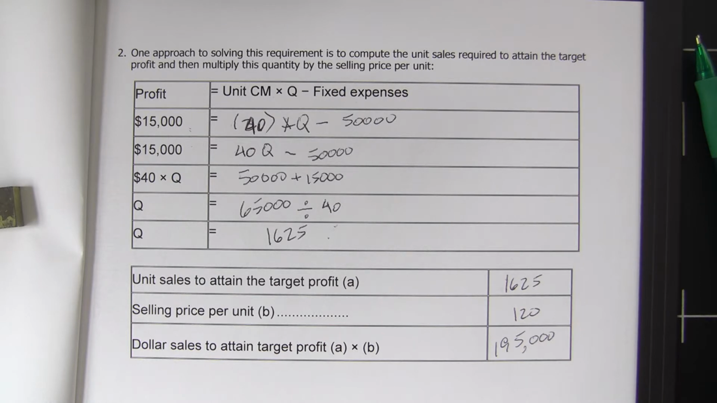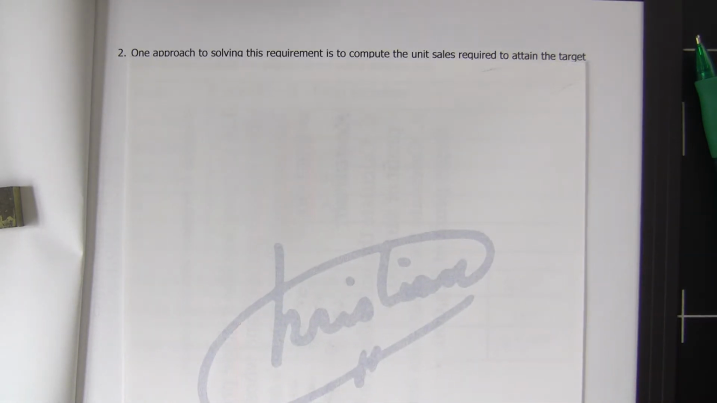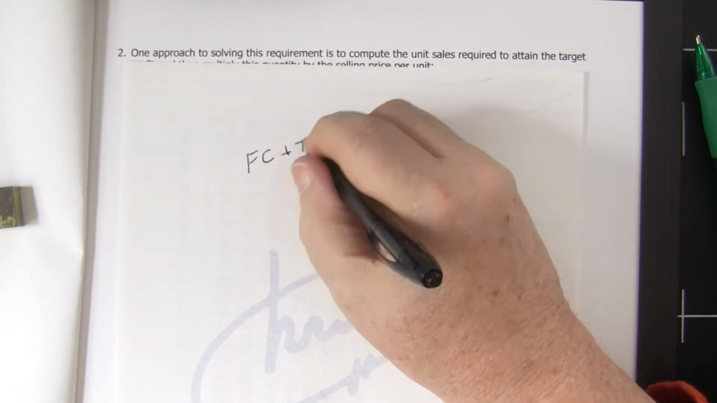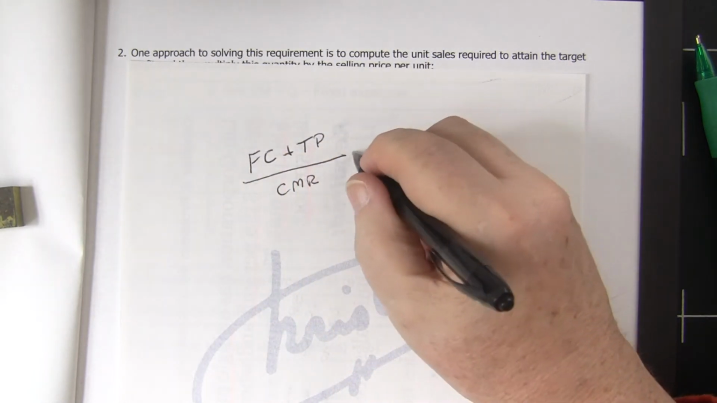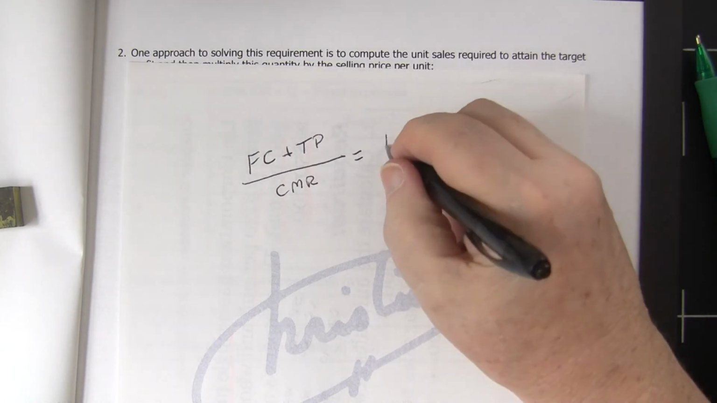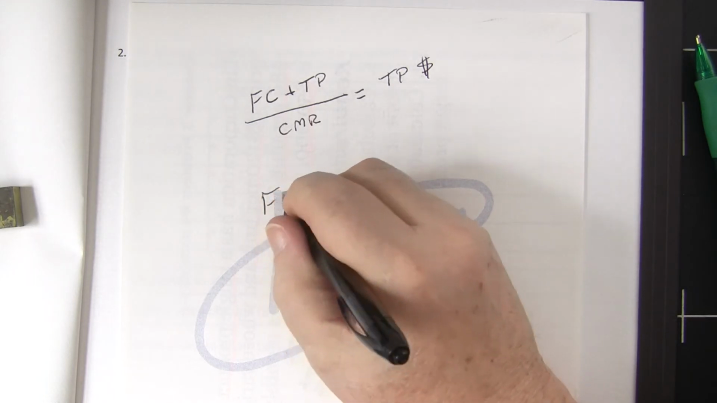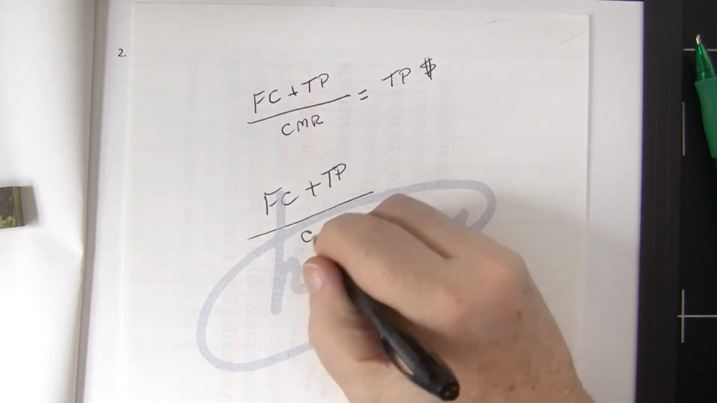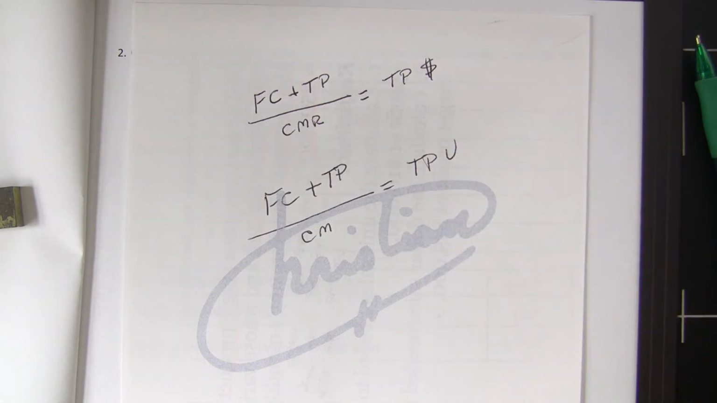Now, I got to show you my lazy way because I'm lazy. When you're looking for a target profit, take the fixed cost, add the target profit, and divide by the contribution margin ratio. That gives you the target profit in dollars. If you take the fixed cost plus the target profit and divide by contribution margin, that gives you the target profit in units.